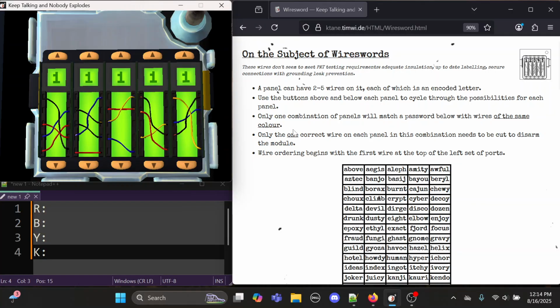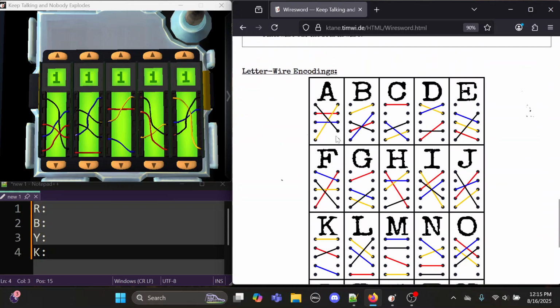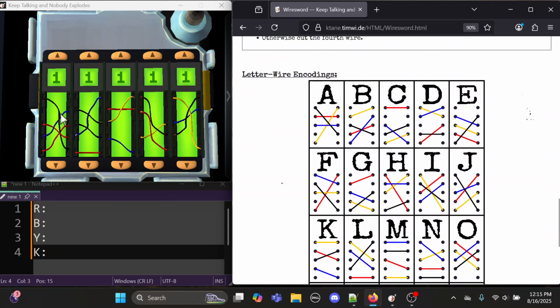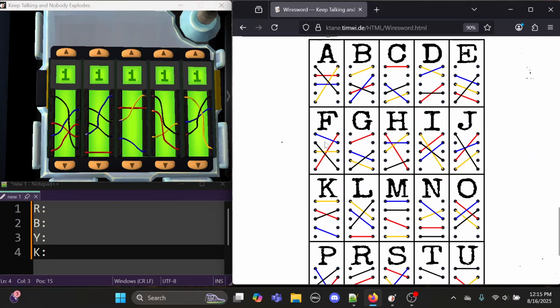So, let's get into the bulk of this mod. Let's start decrypting each letter from the first 2 displays, and we'll get into the solving process of this later on. So let's get to work on this. For our first display here, on the first panel in the first position, has a black wire going from 1 to 5. Let's find that.